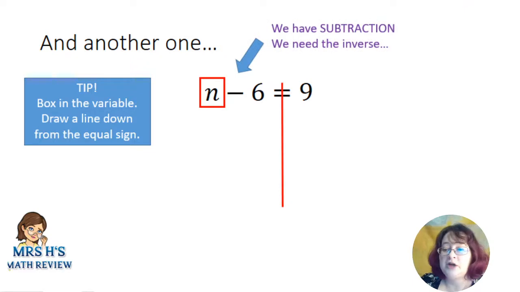Here we have subtraction. We need the inverse. The inverse of subtraction is addition. So I want to add 6 instead of subtract 6 to get rid of it. What I do on one side, I have to do on the other.